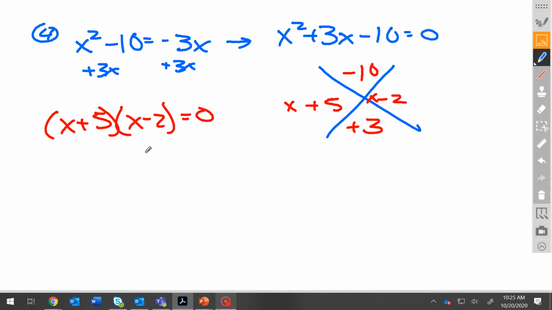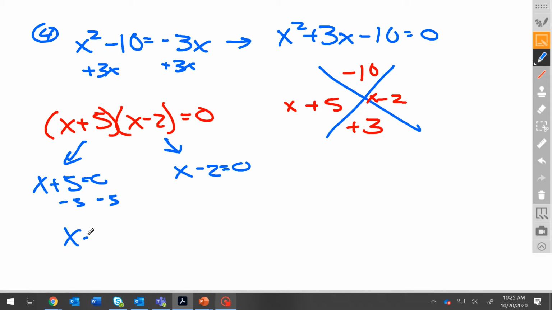So either of these are 0. So x plus 5 is 0 or x minus 2 is 0. So first solution, negative 5. My second solution is 2.